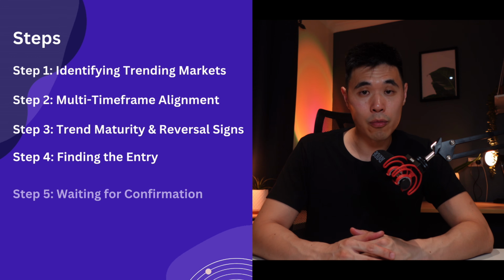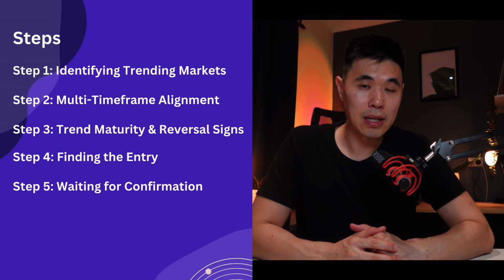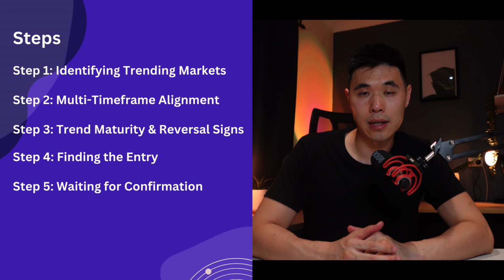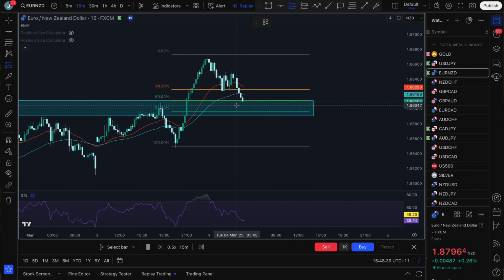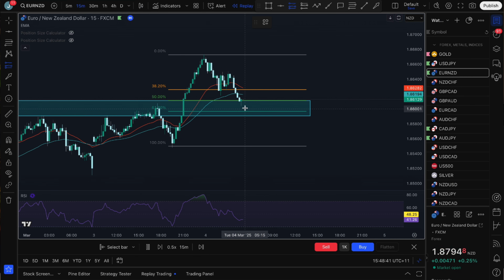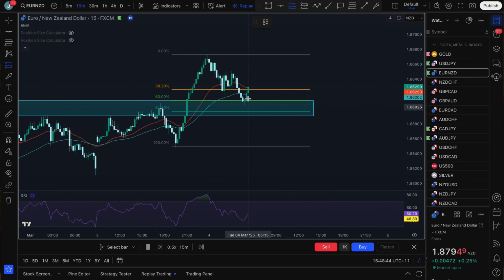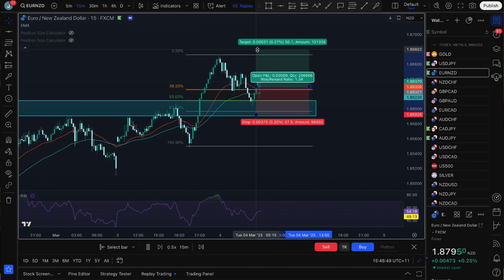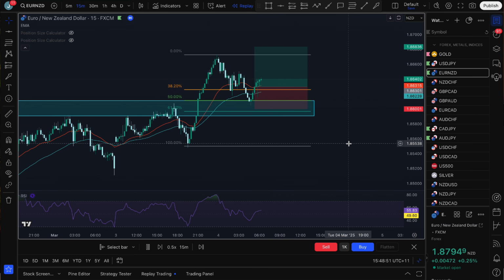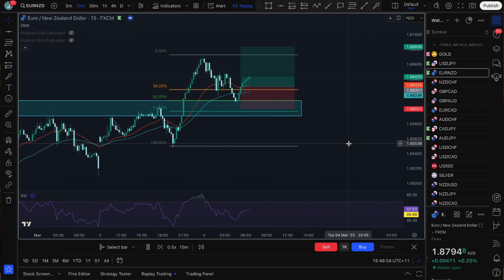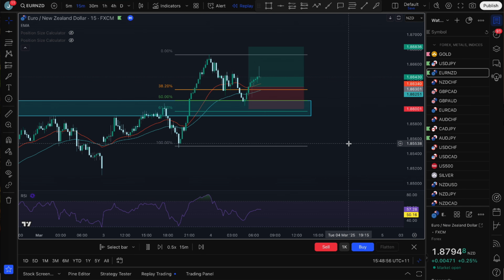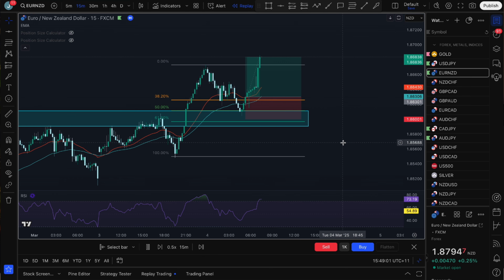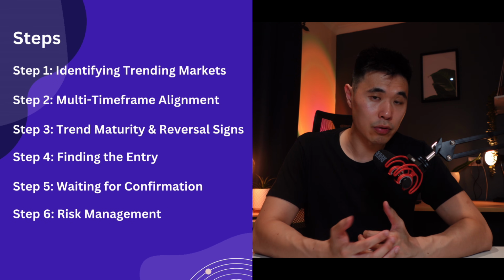So in step 5, I'm waiting for confirmation. So now that I have a potential entry, I don't just enter the trade blindly. I want to wait for confirmation to enter. So I wait and ask myself, how is price reacting to my level? So to do this, I look at candlesticks. Candlesticks give me the most up-to-date information. If price smashes through my level with a strong bearish candle, I probably don't want to enter. But if I see bullish confirmation like an engulfing candle or pin bar, or maybe wicks rejecting that level, that's my entry signal.